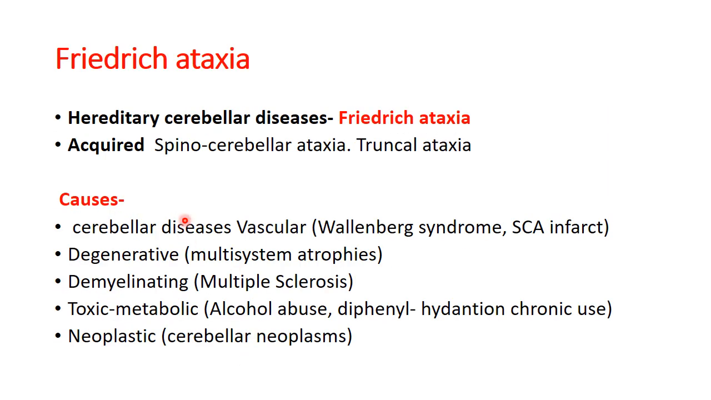Friedreich ataxia, this is a hereditary cerebellar disease. And acquired is the spinocerebellar ataxia. If it is hereditary, it is known as Friedreich ataxia. Acquired is due to spinocerebellar ataxia or truncal ataxia. So if we go into detail about the causes, there are vascular, degenerative, demyelinating, metabolic, toxic or neoplastic causes.